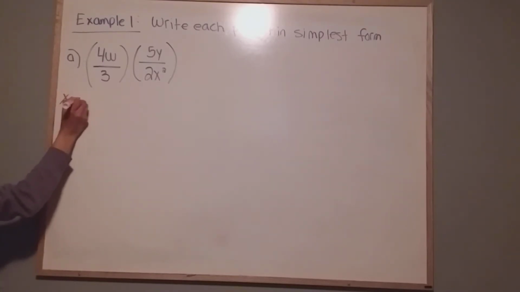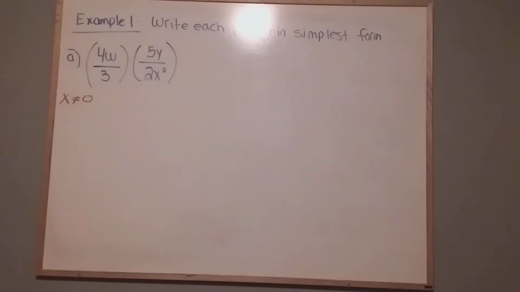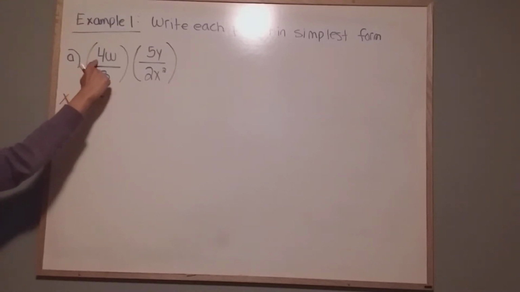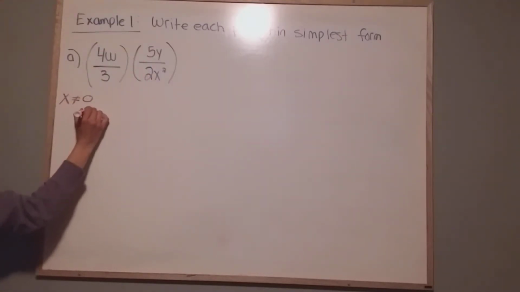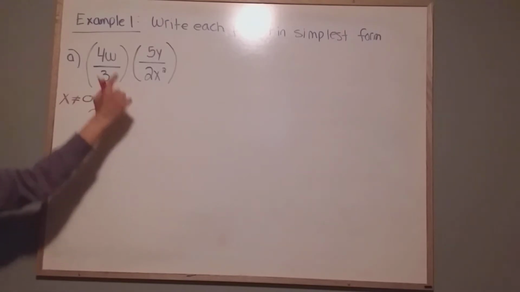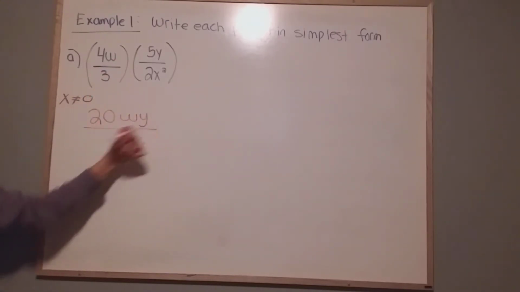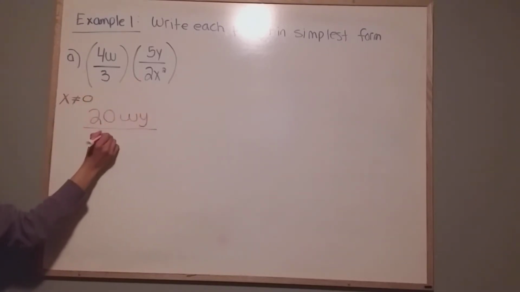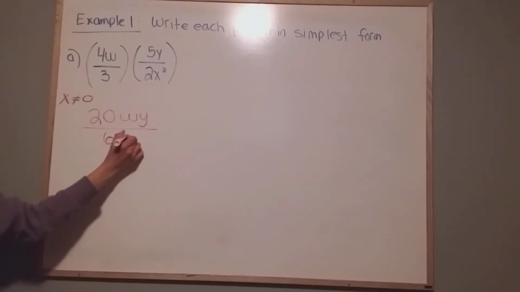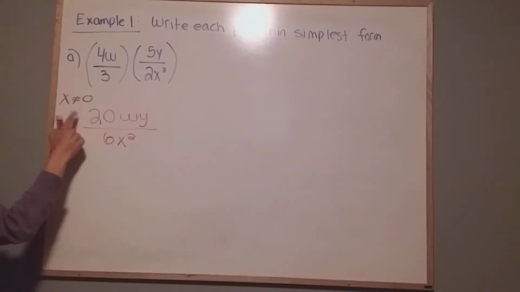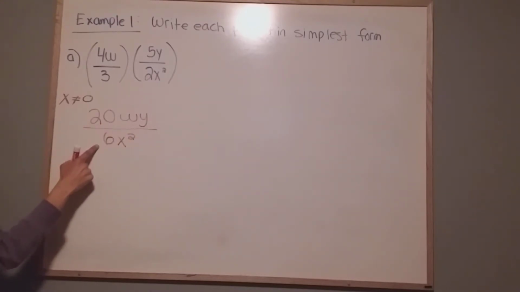X cannot equal 0. So I factored, everything was in factored form, then I stated my restriction, and now my next step is to multiply my numerators. When I multiply my numerators, I multiply the coefficients together. 4 times 5 gives me 20. Then my variables together, so I get wy divided by, then 3 times 2 is 6, and x squared. So now I've multiplied my numerators together and I multiplied my denominators together.